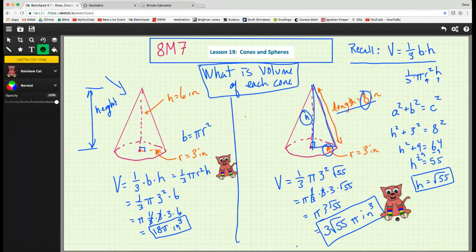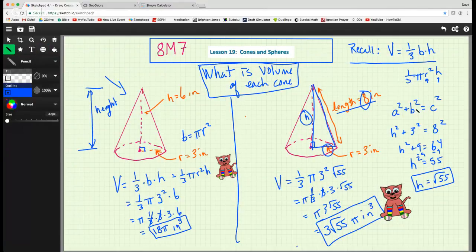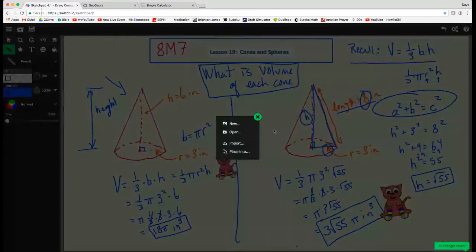Happy cat, happy cat. So what's the key? The key is when you have the slant height, you often need to be finding the real height, which isn't that hard because we know the Pythagorean theorem. Cool, cool. All right, let's move forward.